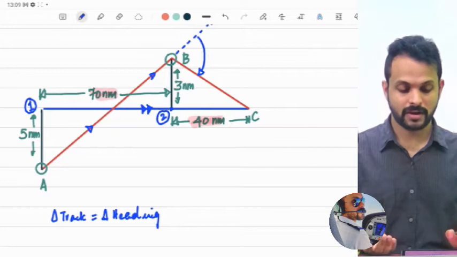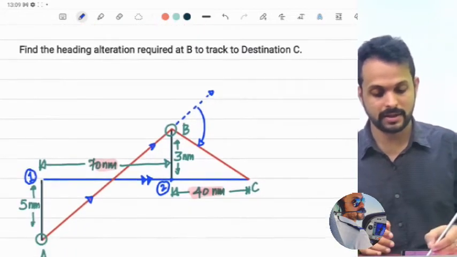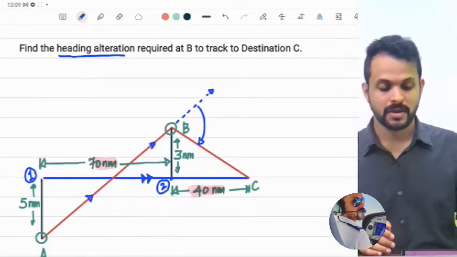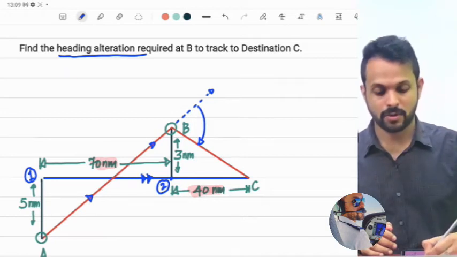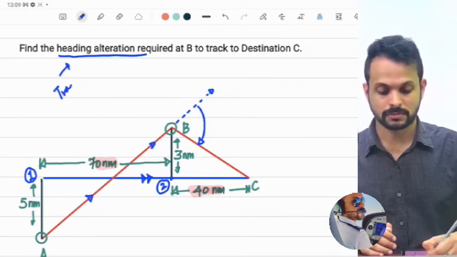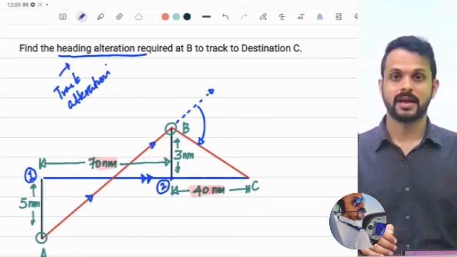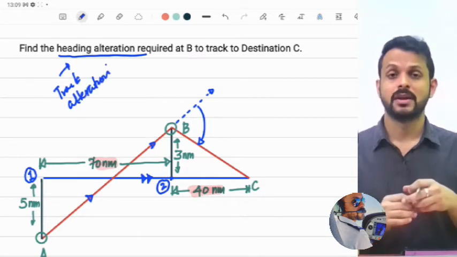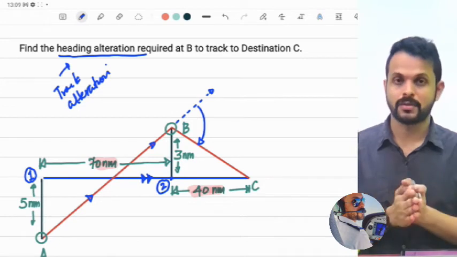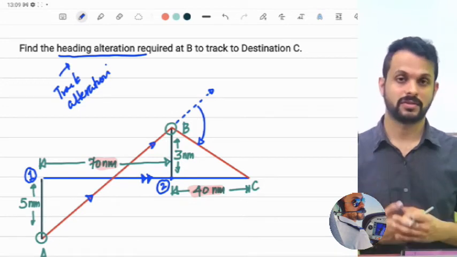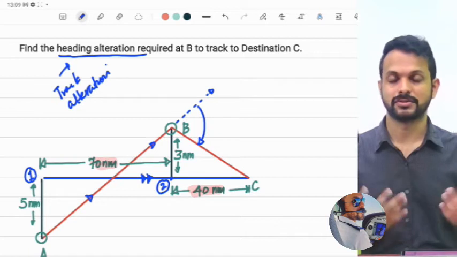Perfect. So by asking you to find out the heading alteration that is required, we are actually trying to find out the track alteration, right? And that is going to be exactly the same as the heading alteration, which means you don't necessarily have to think about the heading of the aircraft at all in this question. You can assume one if you wish to, but that is not really required.